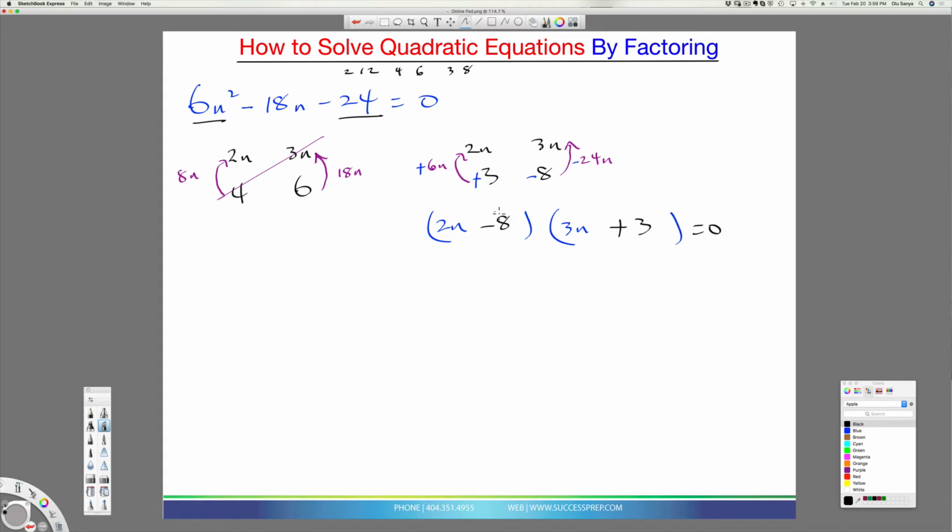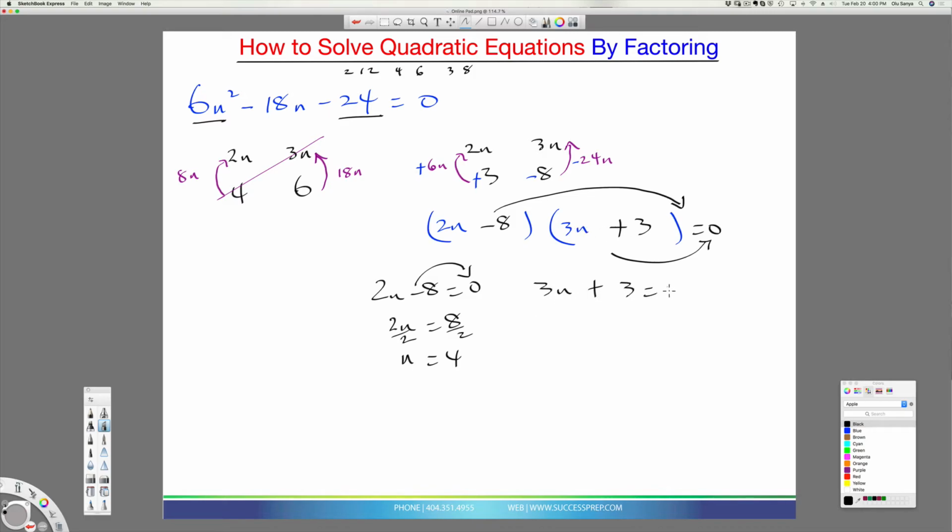Based on that, let's solve each one, each one equal to 0. It's going to be 2n minus 8 equal to 0. Then you move the 8 over, so 2n equals 8, so n equals 4 because you divide both sides by 2. Then let's do this one: 3n plus 3 equal to 0. Again, you move the 3 over, so 3n equals negative 3. Divide by 3, n equals negative 1. So at this point, we've solved for both of those. That is how you solve a question like this using that kind of combination.